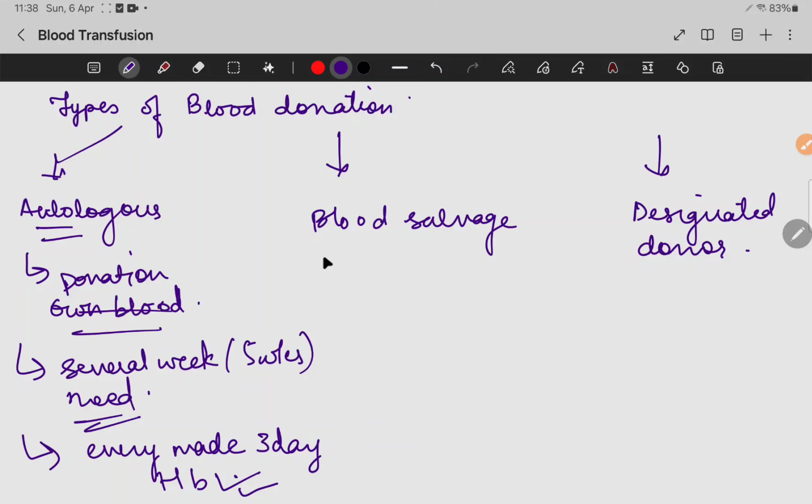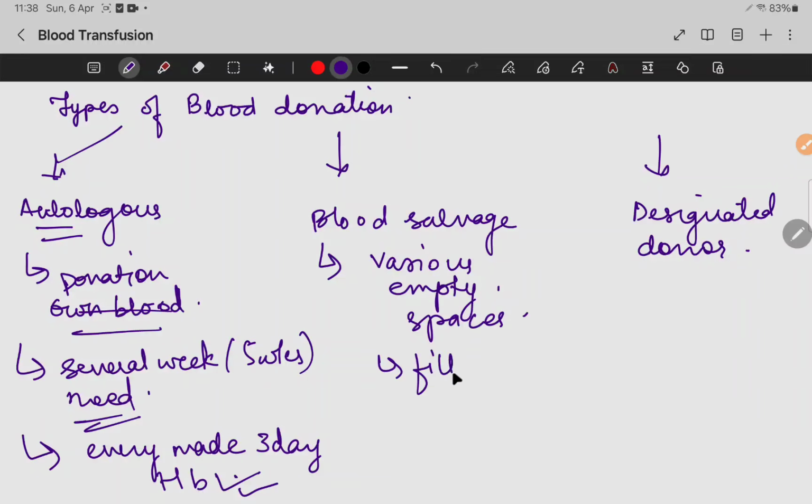Okay. Next is the blood salvage. So blood salvage is an autologous donation that involves suctioning of blood from various empty spaces. Okay, they will collect blood from empty spaces in the body, joint spaces or other closed body sites, and it is also a collection of the siphoned blood that has escaped from the non-affected site, and it can be filtered and given back to the patient.